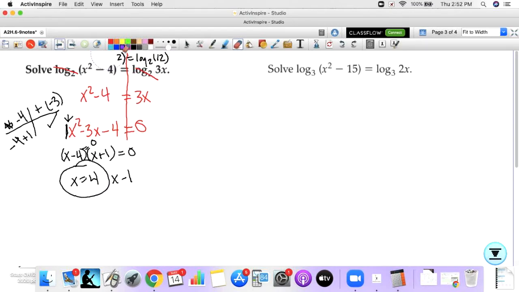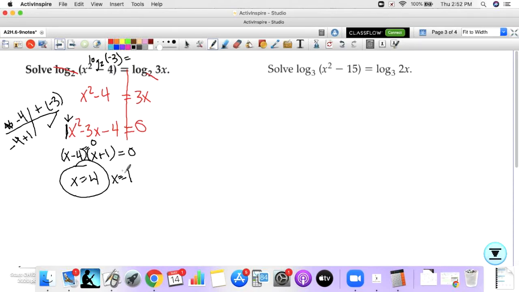Now I'm going to check my other solution and make sure that that works also. Okay. So I'm going to plug in x equals negative 1. So negative 1 squared is positive 1. 1 minus 4 is negative 3. So right now I have log base 2 of negative 3. I automatically know that this isn't going to work.